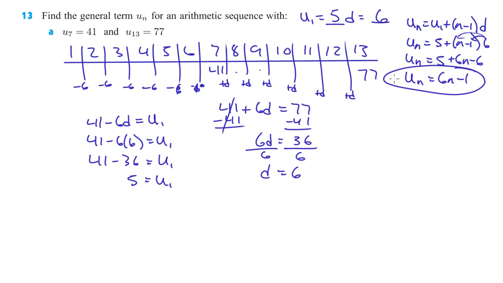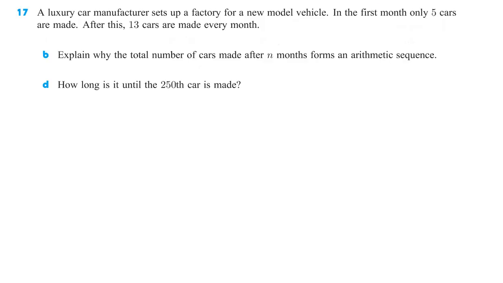Now, if you're like, wait a minute, I don't know if that's going to work, plug it in and see what you get. 6 times 7 is 42, minus 1 gives us 41. 6 times 13 is what? 78. Minus 1 gives us 77. So we know for sure we got that thing right. Okay? All right. Moving on to number 17.